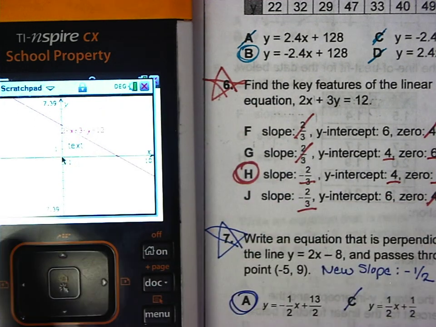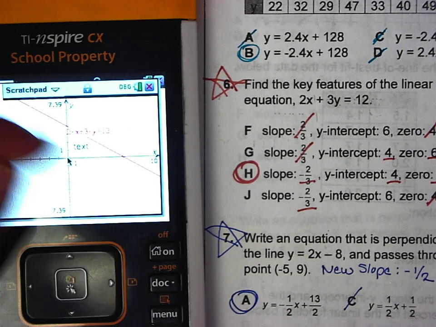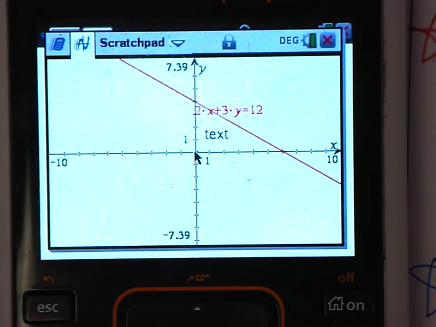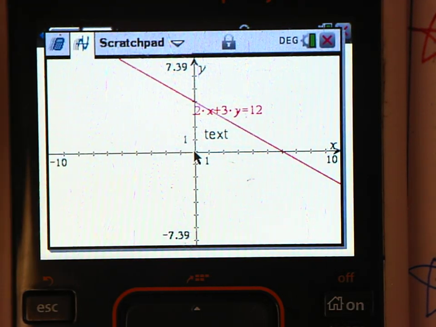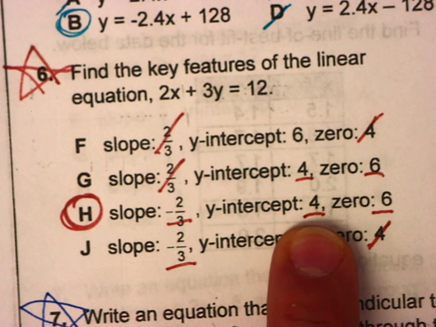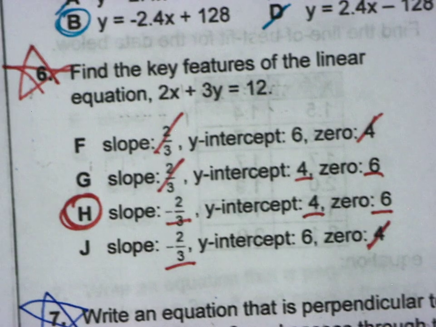Now I need to find the right y and x intercepts. So I can already tell that it crosses. I can count. I don't know if you can see them that well. I'll try to zoom in and turn the brightness down. It crosses at y equals positive 1, 2, 3, 4, and x equals positive 1, 2, 3, 4, 5, 6. So I'm looking for a y-intercept of positive 4, which I have right here, and a 0, or x-intercept, in other words, of positive 6, which I have in choice H. I apologize for the length of that one.